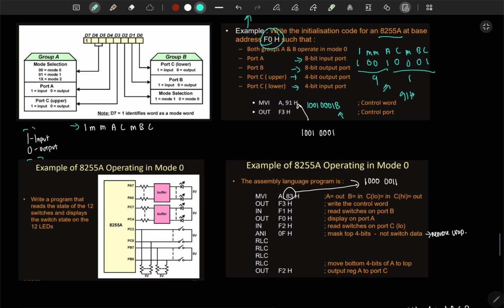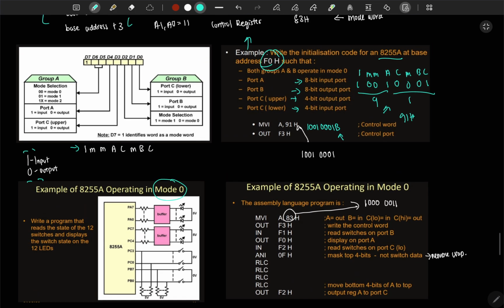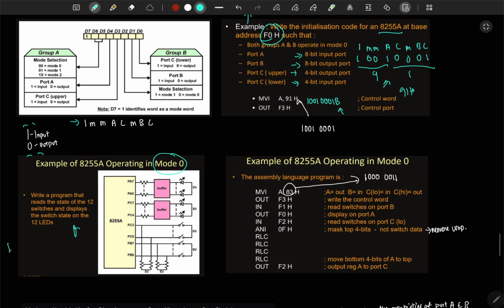Now another practical example, in mode 0, which is quite easier. Then they say they have these 12 switches. So mode 0 means we will write 1 M M A C B C. So mode 0 means everything is working in 0. Now PA, so A is an output. The high C is also output.